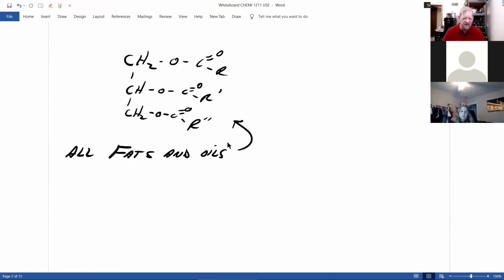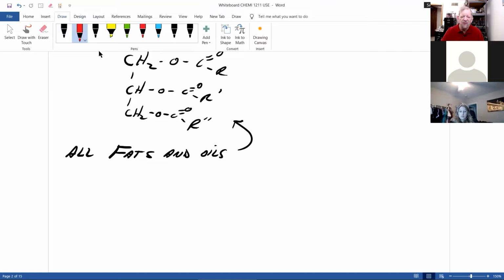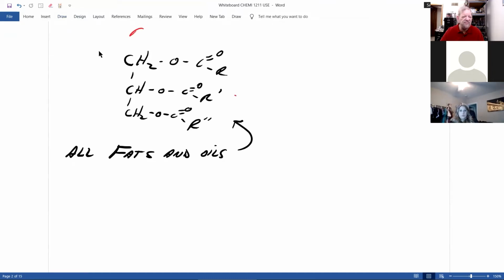have this structure. It's a triester. And let's take a look at this here. What's an ester? Now I can draw it, as in the class for synthetic organic chemists. We draw our ester this way. Oil chemists draw it this way. All you've done is flipped it over and changed where the R and R prime is.